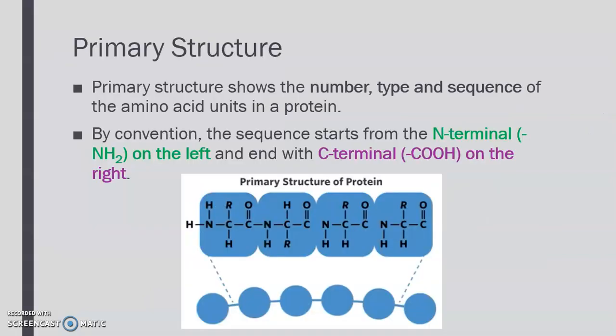Okay, so previously we talked about primary structure. They are the number, type, and sequence of amino acid units in the protein. It's the most zoomed in version of the structure. So we can actually see individual amino acids. It always starts with the N terminal on the left and finishes with the C terminal on the right.